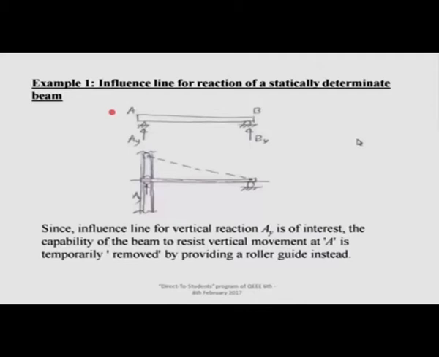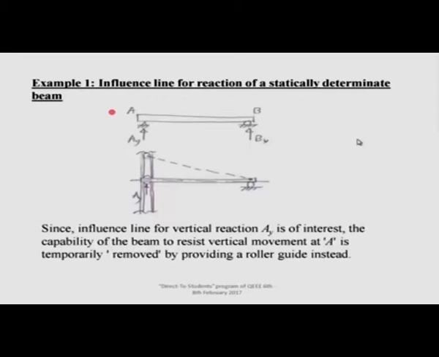Next, let us take an example. Example 1 is the influence line for a reaction of a statically determinate beam. You see, a beam AB is there. In the traditional definition, I have a unit load which should move on it, but the Muller-Breslau principle does not talk about my unit load; rather it asks what you want. I want the influence line diagram for the reaction at A.